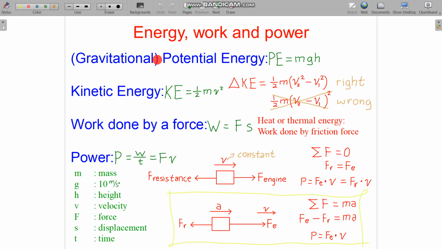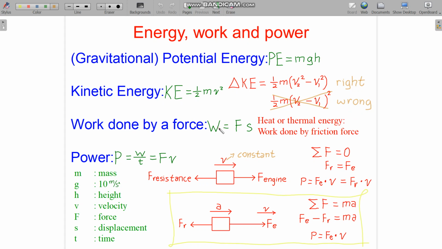Gravitational potential energy, or PE, equals mgh. Kinetic energy, or KE, equals 1/2 mv squared. Delta KE, the difference in KE, we subtract. So remember to square first and then subtract, not the other way around.